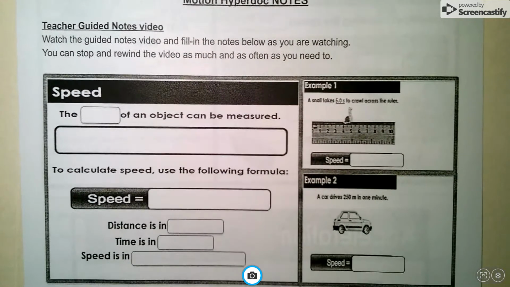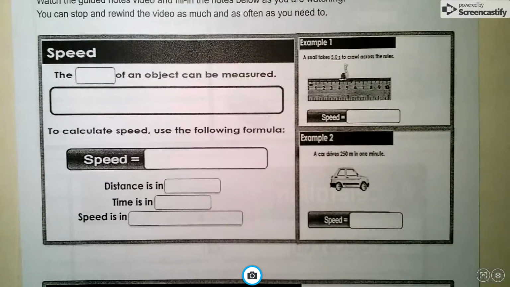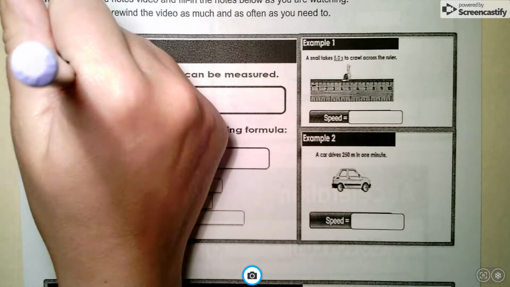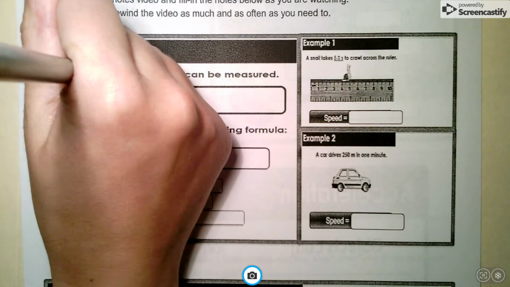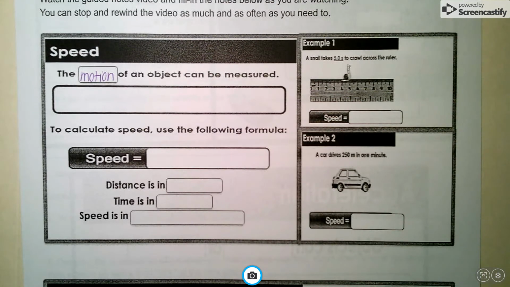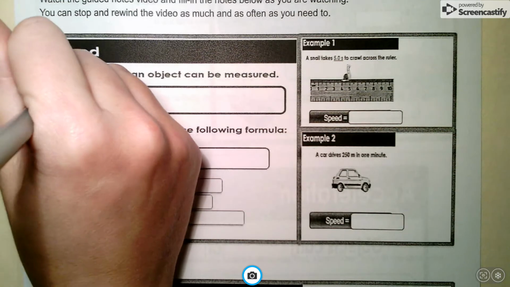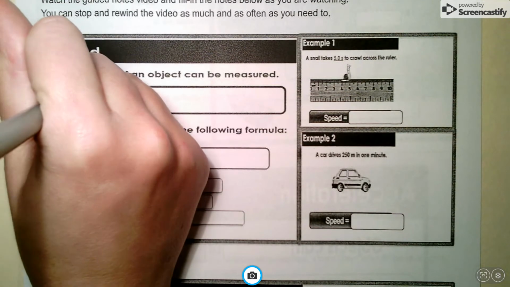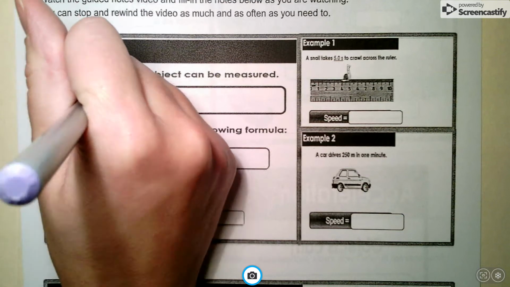So we'll start with speed. We're going to fill in the first box with motion. So the motion of an object can be measured. And then in the next box, we're going to write the definition for speed. Speed is the distance an object travels in a specific amount of time. You have to write kind of small because there's not a whole lot of room in this box.